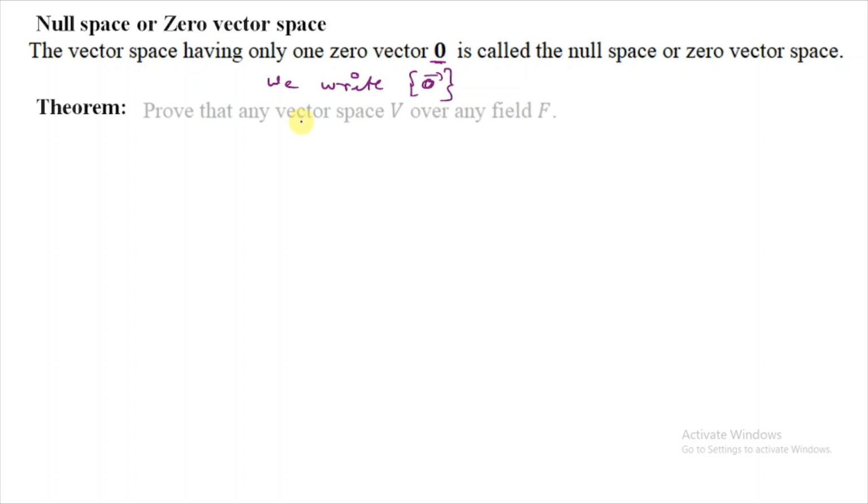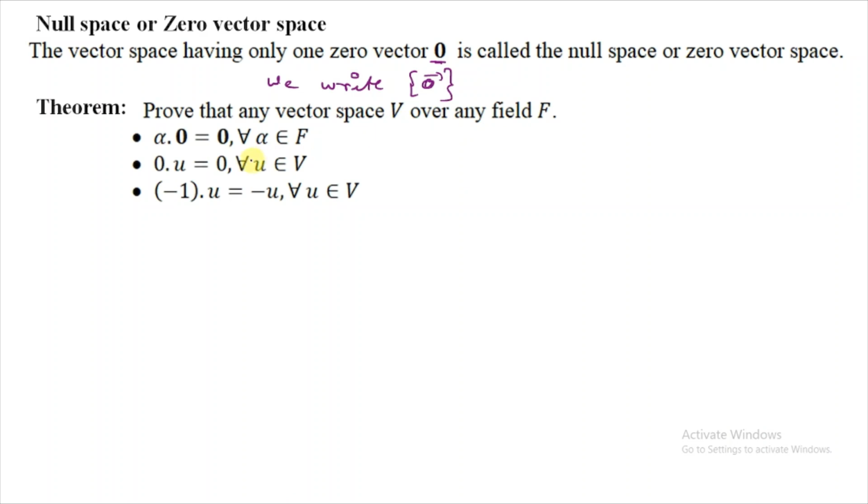Now, some simple theorems. Prove that for any vector space V over any field F, alpha dot 0 equals 0 for all alpha belongs to F, and 0 dot u equals 0, and minus 1 dot u is minus u. Here I'm representing this 0 as a thick bold 0, which is a vector. The ordinary 0 is the scalar. An element in V means it is a vector; an element in F means it is a scalar. The proof is simple.